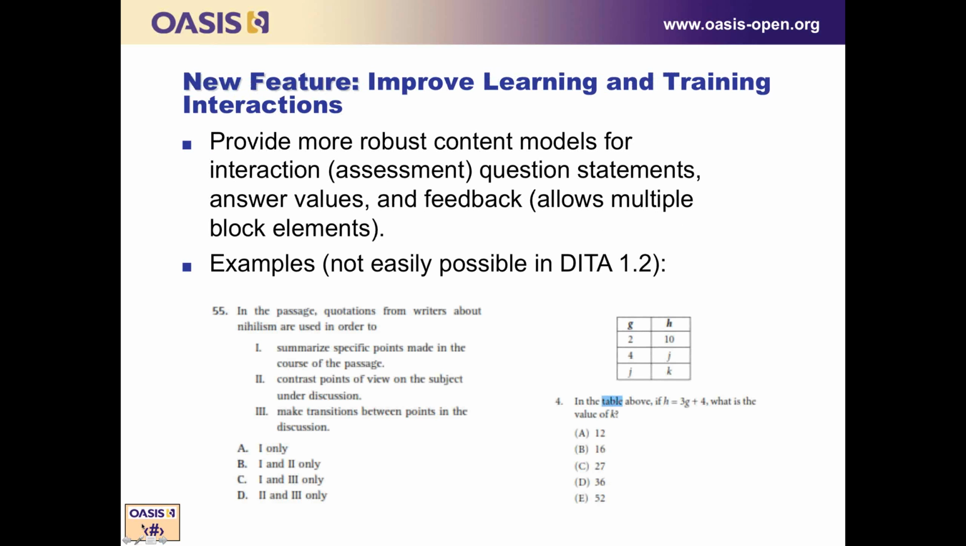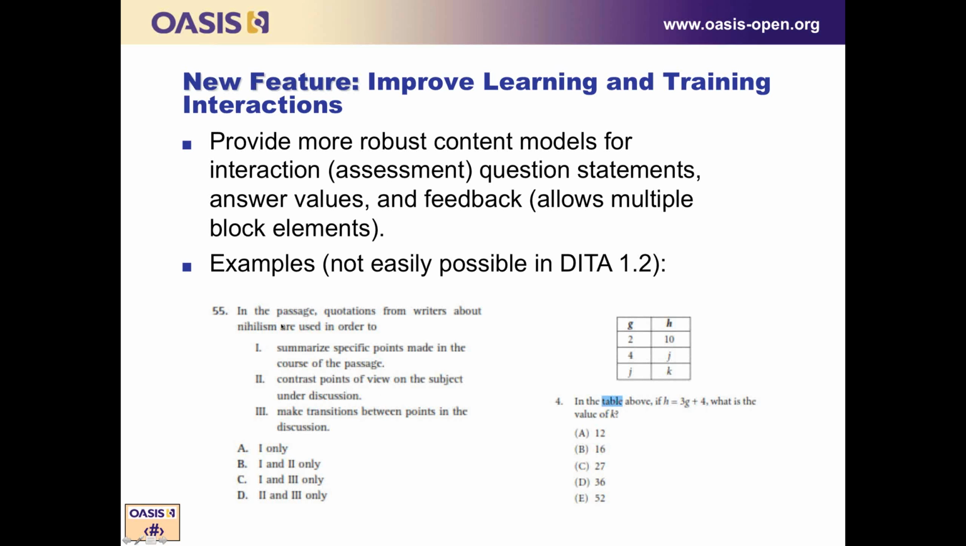In DITA 1.2, the actual markup for those assessment items was somewhat limited. So you had a question statement, an answer statement, and feedback, and within those you could really only put text. That was fine for a lot of textual-based content. But some of our implementers, like Amber Swope, Elliot Kimber, and others, noticed that they want to make more robust questions. For instance, have a question that has a list in it, and then a set of answers that somebody has to select. Or have a question that has an image or a table in it, and then the people have to make a selection. So here are a couple of examples.